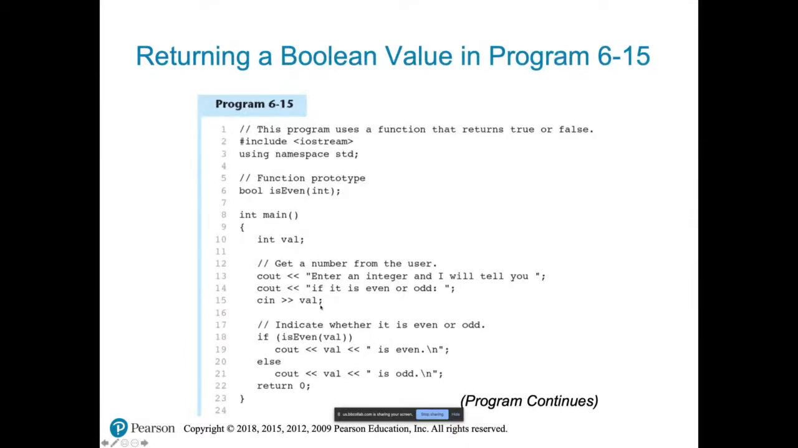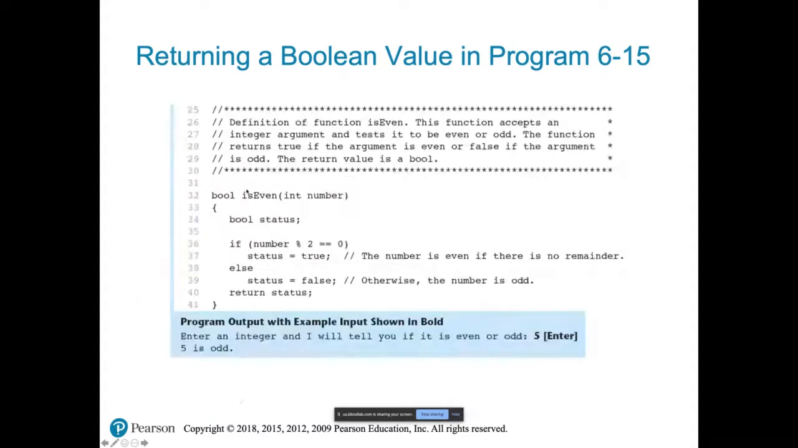Right here, if this is even, it returns back a true. It's going to execute this. Else, if not, notice when they wrote it, it's going to return a data type of a boolean. And so when they did the calculations, true is assigned a status, or false is, and it returns the status.